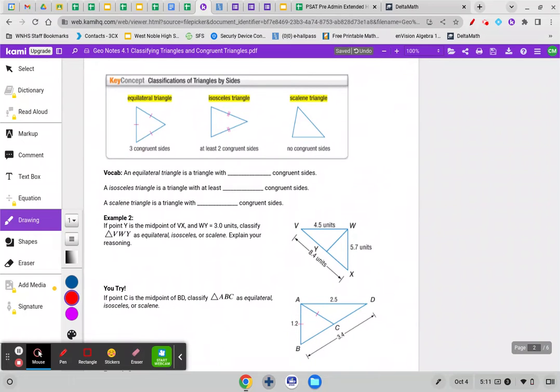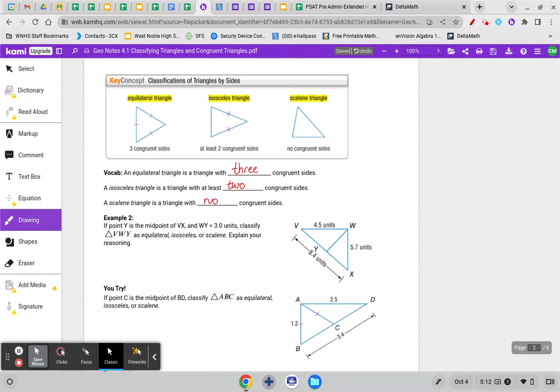We can also classify triangles by their sides. An equilateral triangle has 3 congruent sides, an isosceles triangle has 2 congruent sides, and a scalene triangle has no congruent sides. So if we look at our vocab, an equilateral triangle is a triangle with 3 congruent sides. An isosceles triangle is a triangle with at least two congruent sides. And a scalene triangle is a triangle with no congruent sides.